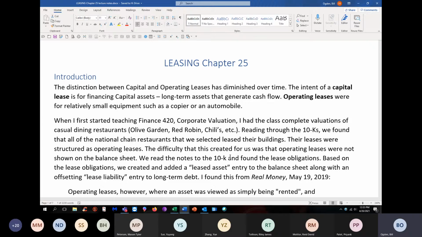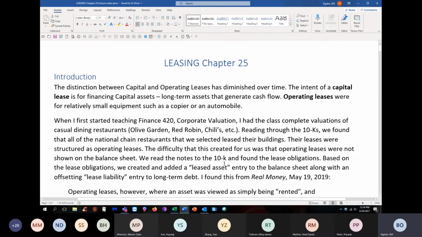So what we had to do is we found the lease obligations, and based on the obligations, and they were called the rentals, we created and added a leased asset entry to the balance sheet on the left side, along with an offsetting lease liability entry to the long-term debt. So right below their formal long-term debt, and most of them didn't have any actually, we included an entry for the lease liability.